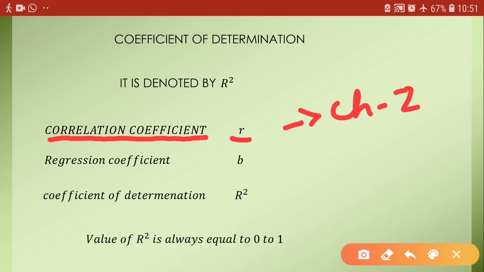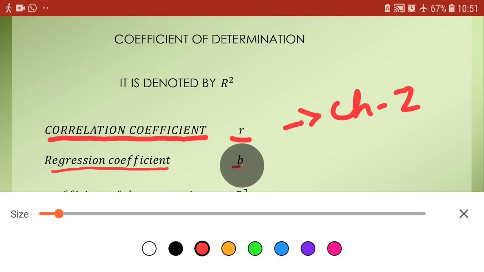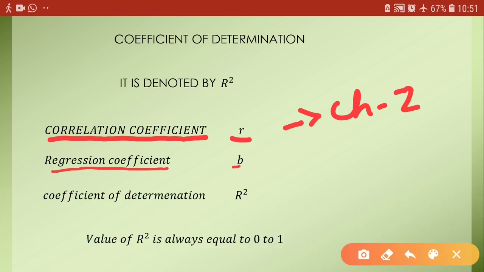Then regression coefficient. Now what is this regression coefficient? This regression coefficient is b. Okay, sir, what is b? You have done the formula y cap is equal to a plus bx. So b is from that formula. Y cap is equal to a plus bx, b is of that formula.